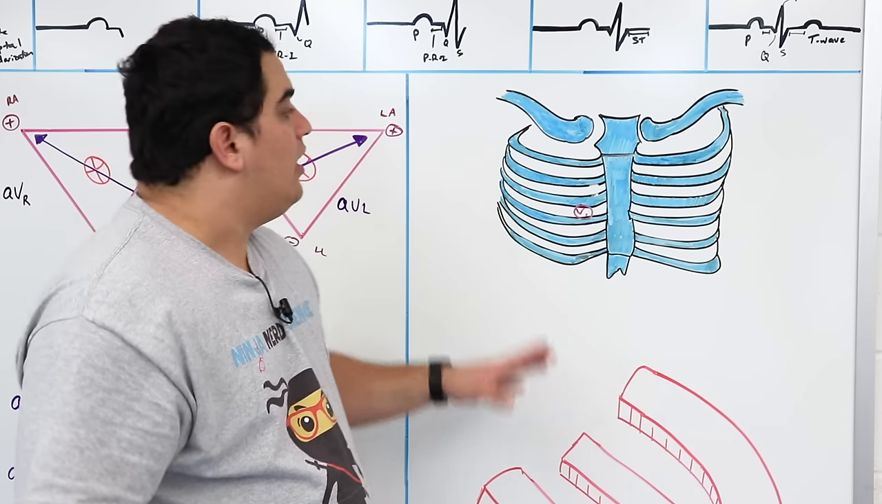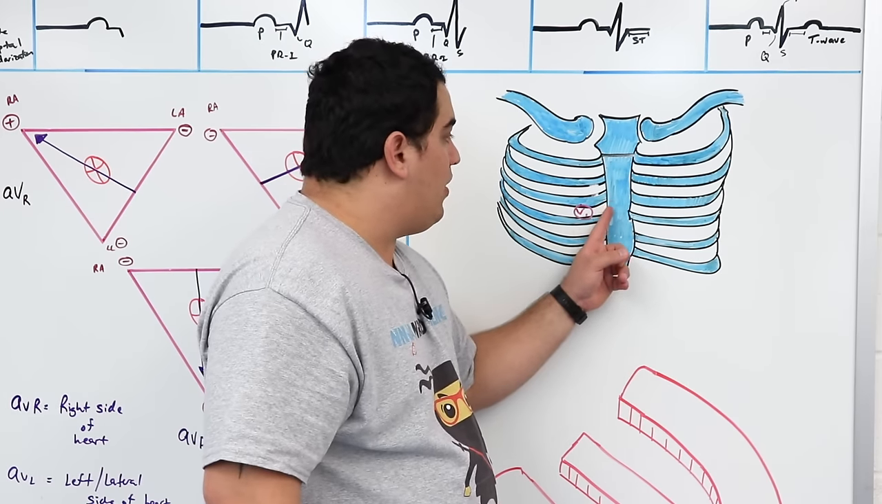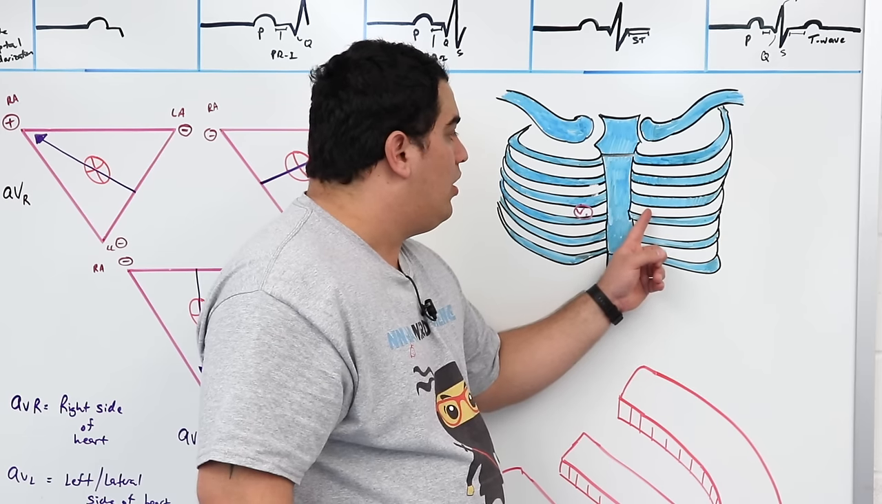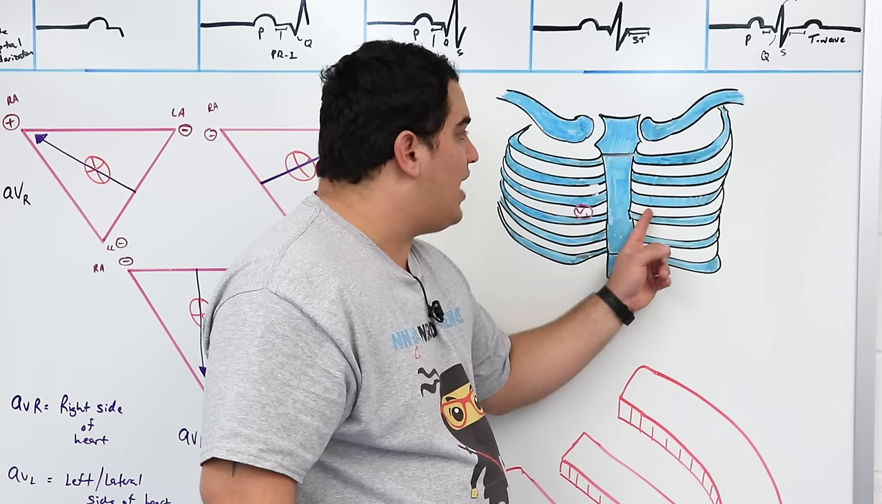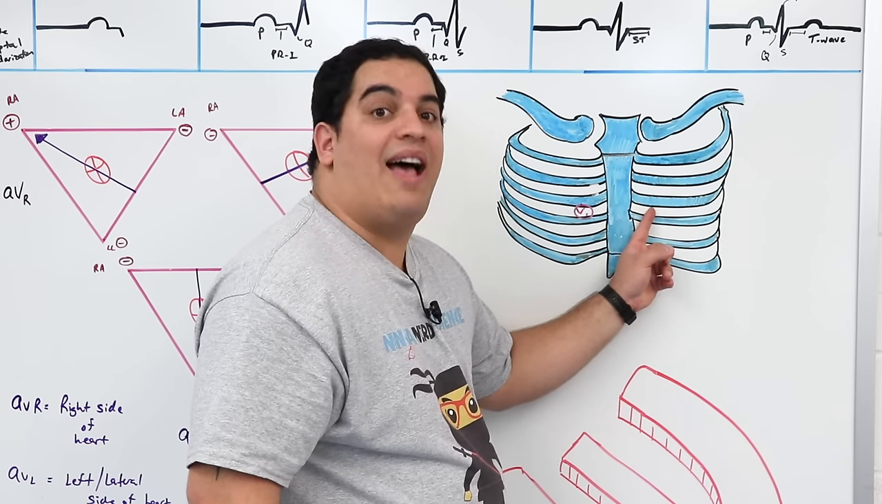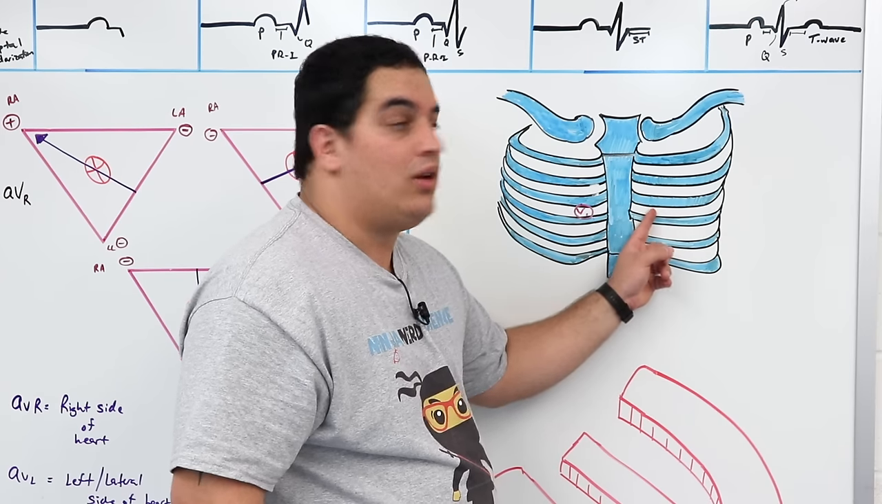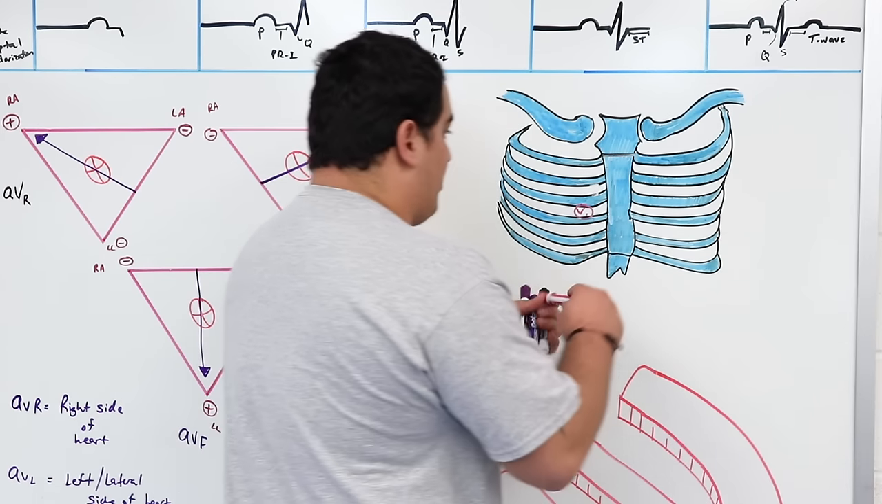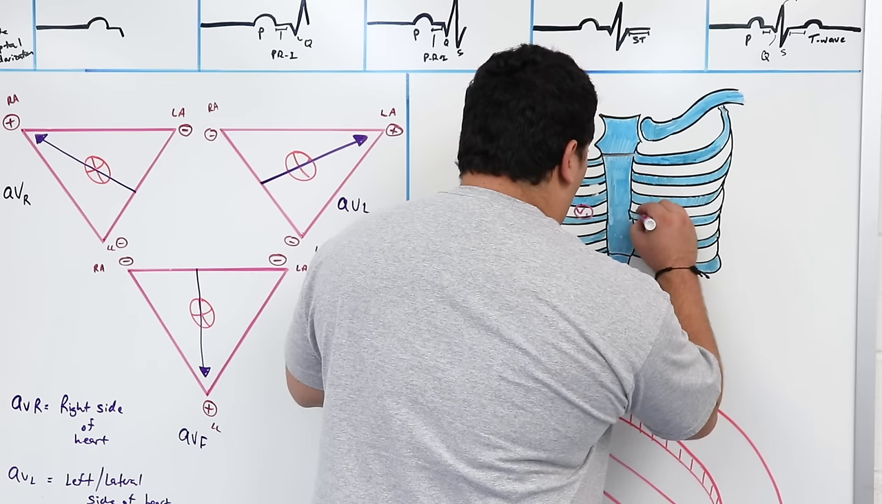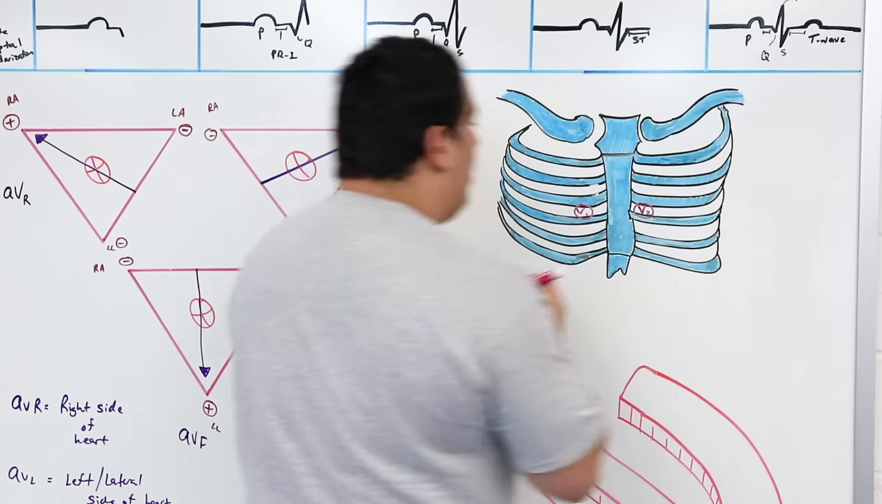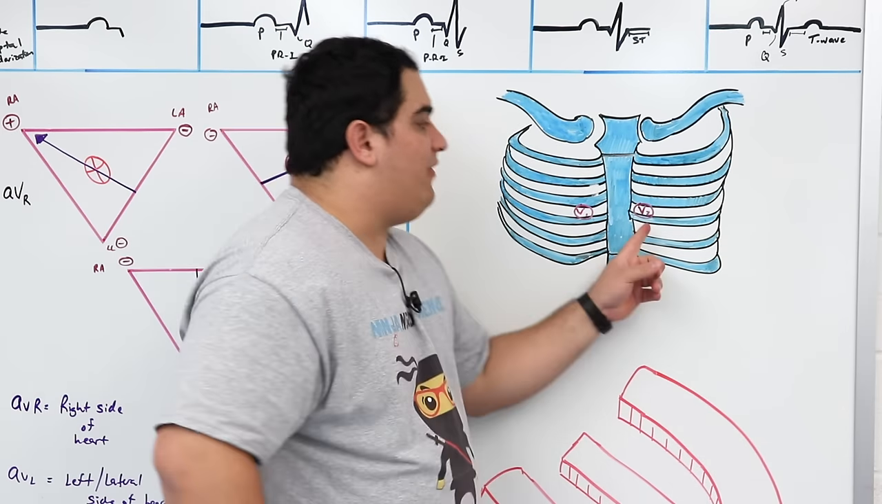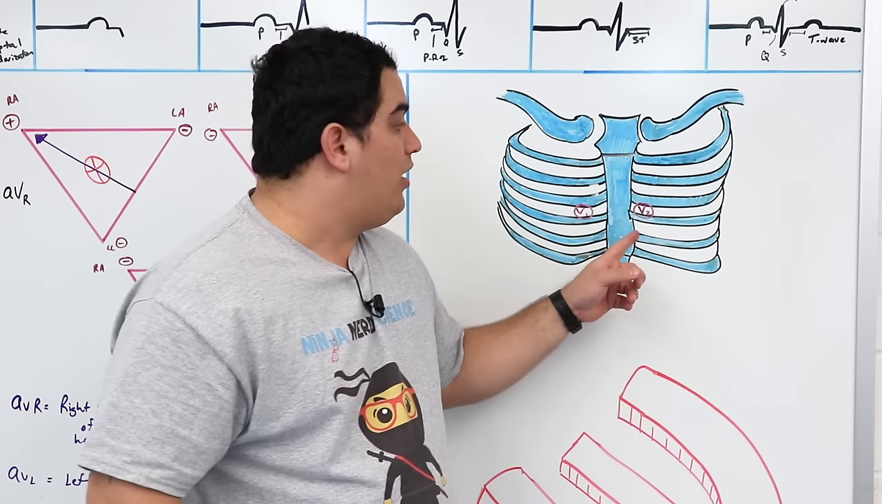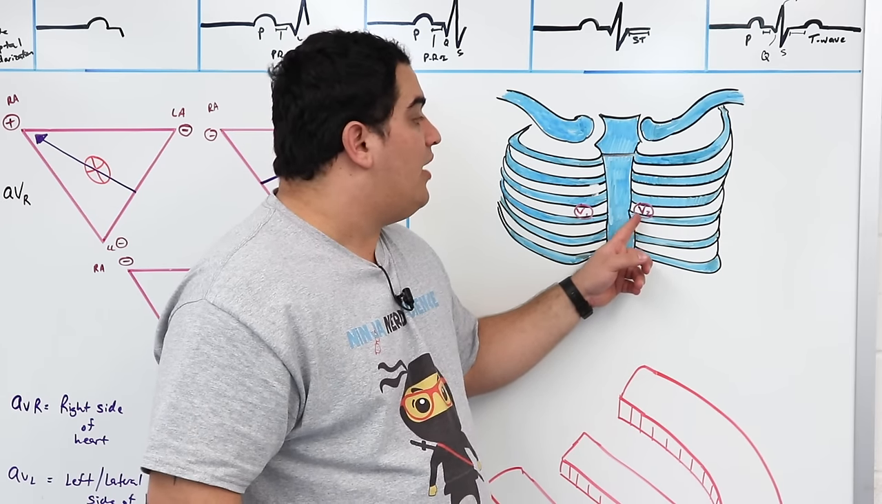Then we're just going to go on the opposite side of that, symmetrically to the other side. So now you should be on the left fourth intercostal space on the parasternal side, right? So now put your second chest lead right there. Then we're going to skip V3 for a second. We're going to go to V4.